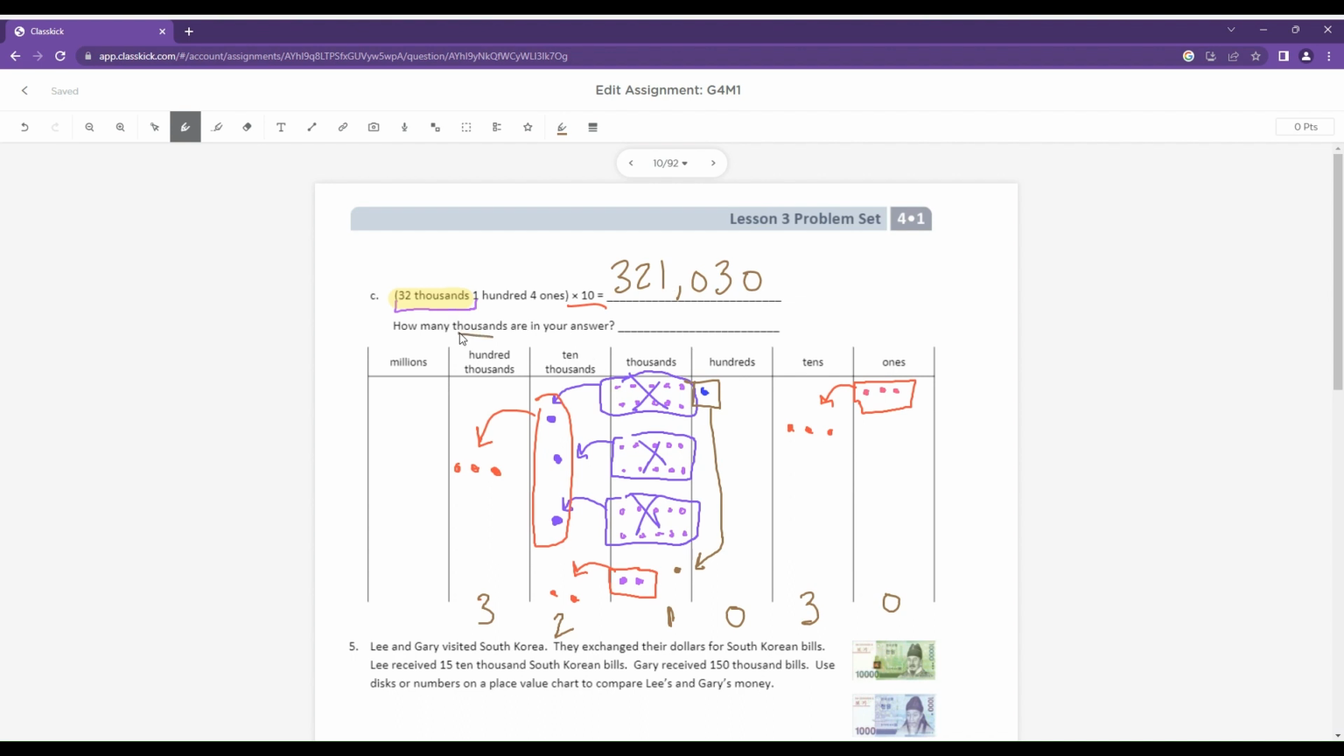And how many thousands are in the answer? Right there. The digits in the thousands period, which makes 321.